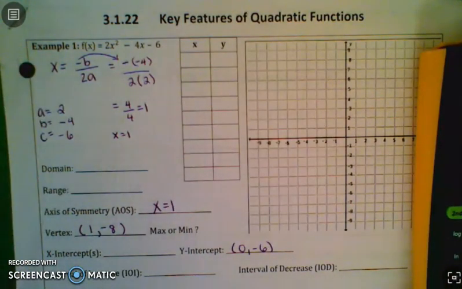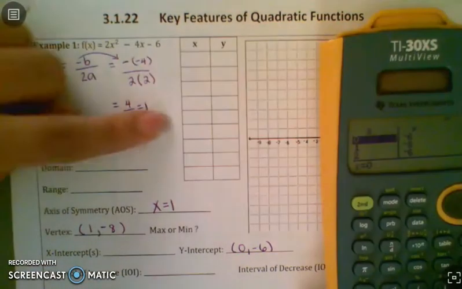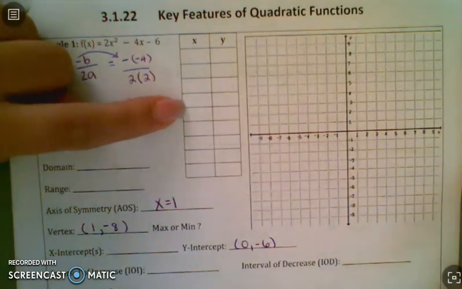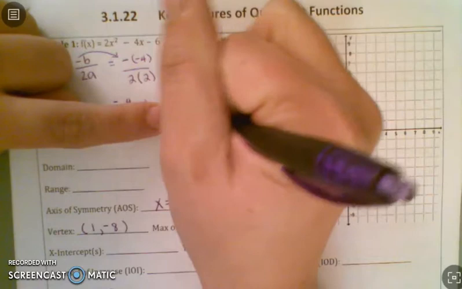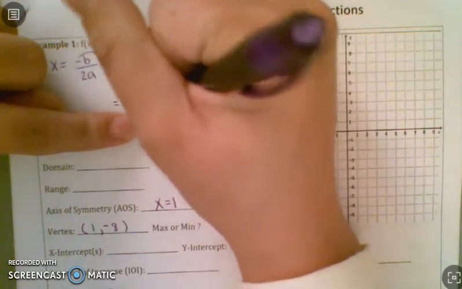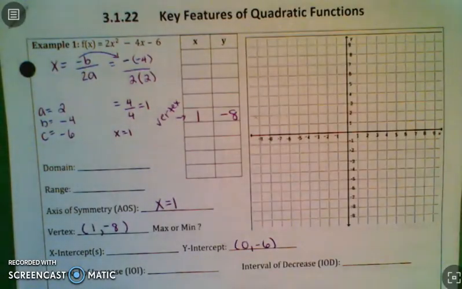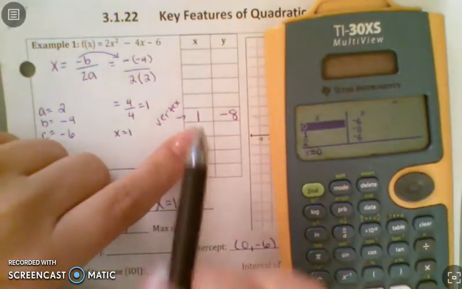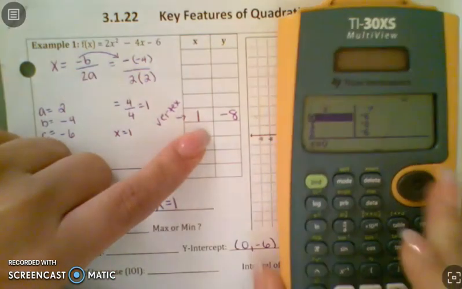So before I answer any of these other questions, I'm going to go ahead and make my table. In the middle of my table, or somewhere near the middle, I'm going to put my vertex. So I think this is the middle, 1, negative 8. You always want to put your vertex in the middle. So then from there, I'm going to get a couple points before and a couple points after.